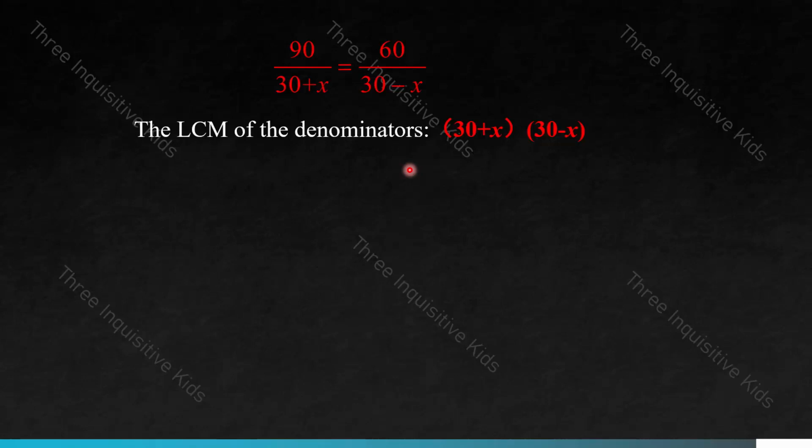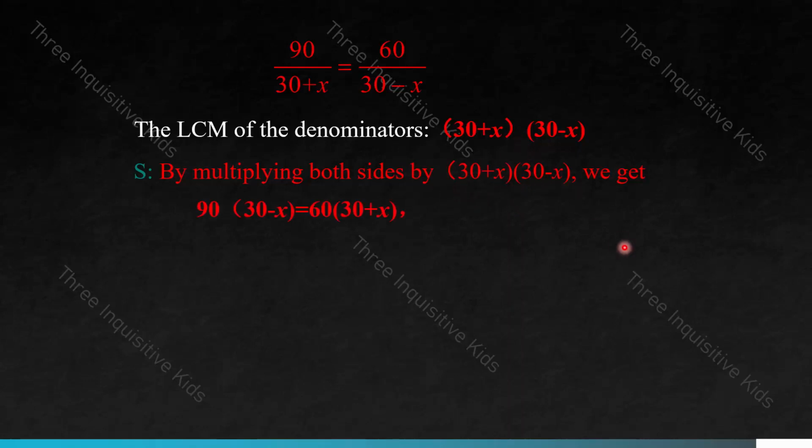So first, we need to remove the denominators. The least common multiple of each of these denominators is (30 plus x) times (30 minus x). So by multiplying both sides by (30 plus x) times (30 minus x), we get 90 times (30 minus x) is equal to 60 times (30 plus x). So now you can say that we have a whole equation or a linear equation. After solving, we get x is equal to 6.